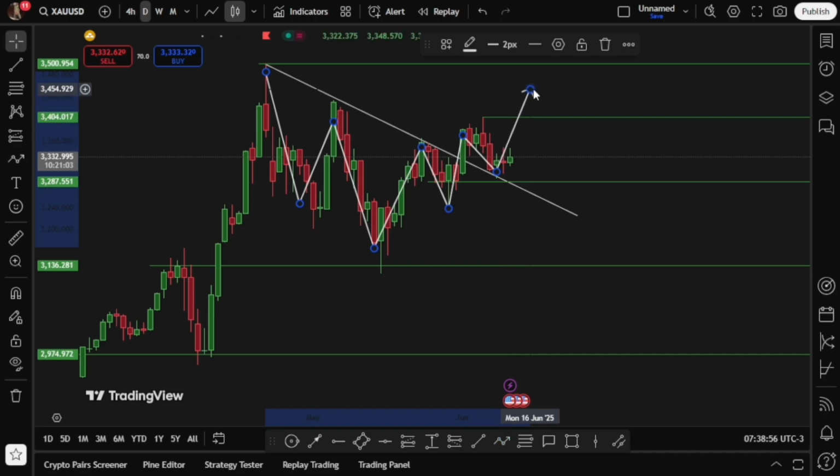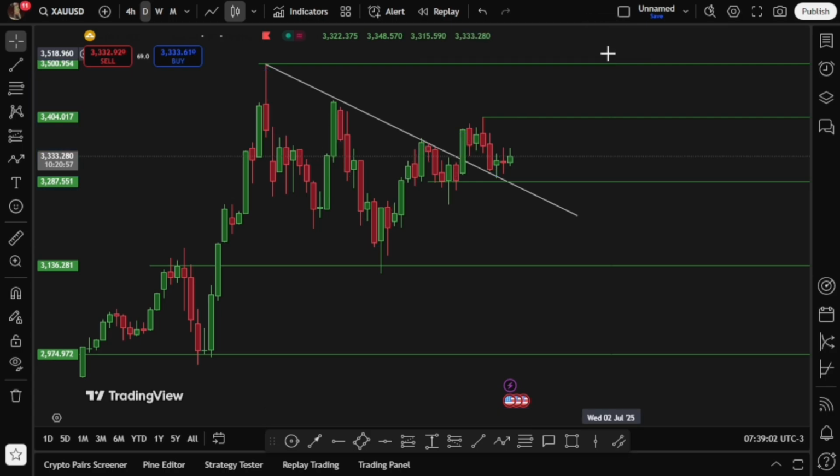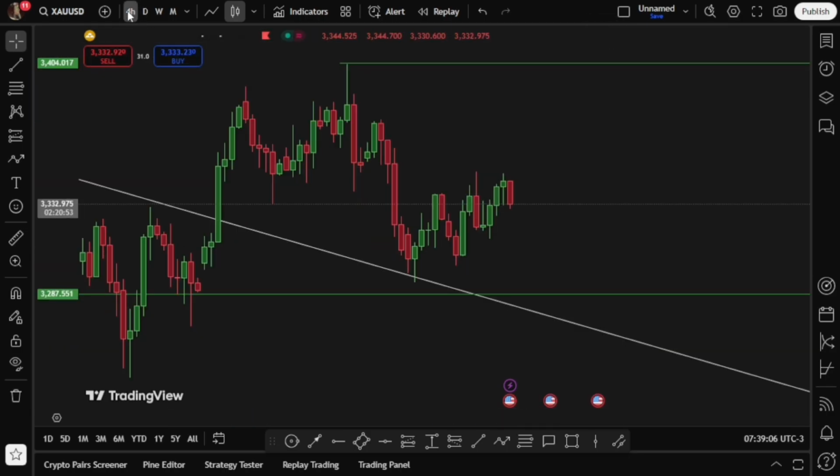Then gold is ready to push. Like I said, yes, gold is ready to push for a buy. Now, since we have identified all this, we are going to go to the 4 hours time frame to look for how we can scale in on this trade, guys.